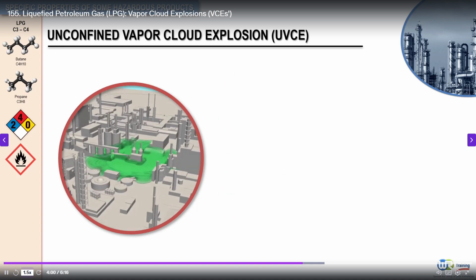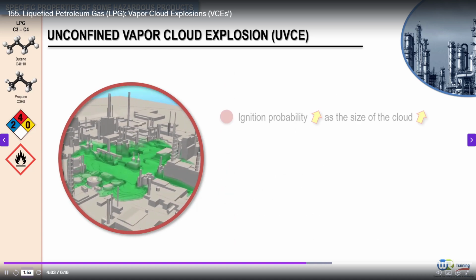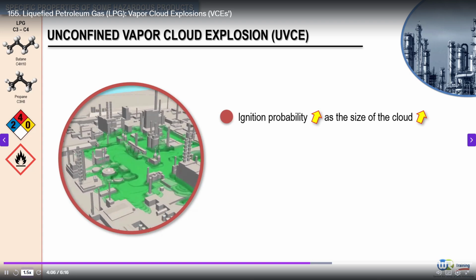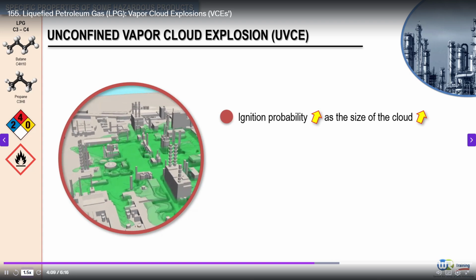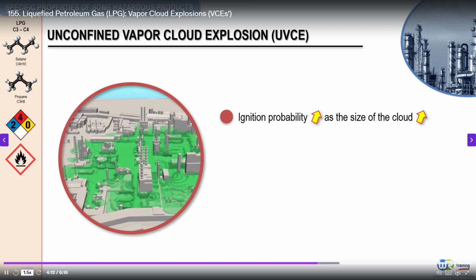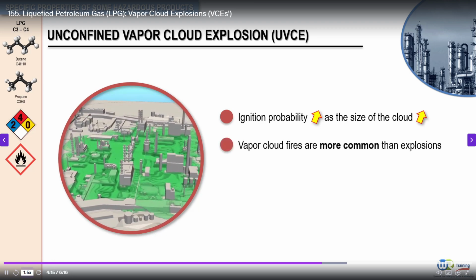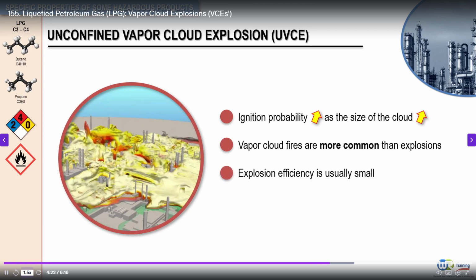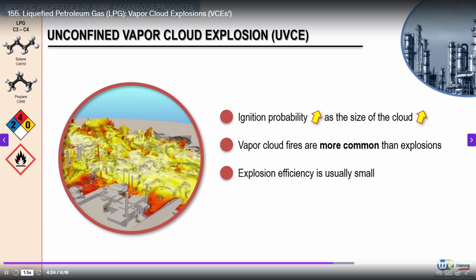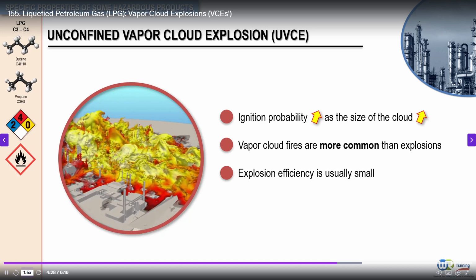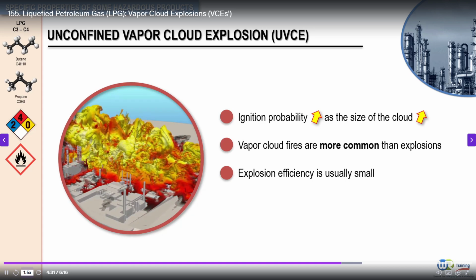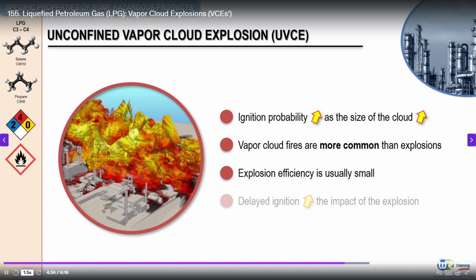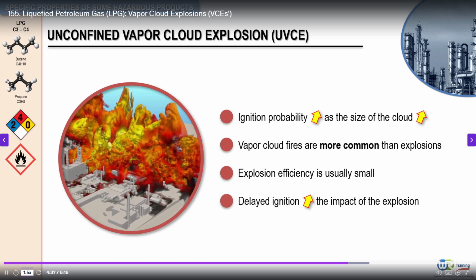Now, keep in mind, qualitative studies have shown that the ignition probability increases as the size of the vapor cloud increases. The vapor cloud fires are more common than explosions. The explosion efficiency is usually small, roughly 2% of the combustion energy is converted into a blast wave. And lastly, turbulent mixing of vapor and air and ignition of the cloud at a point remote from the release increases the impact of the explosion.